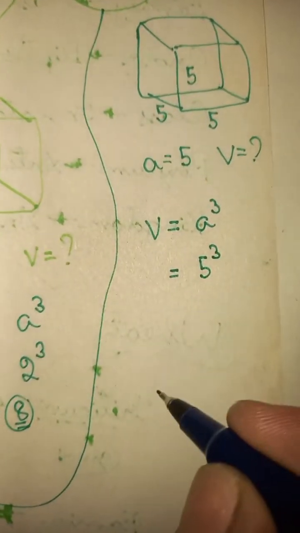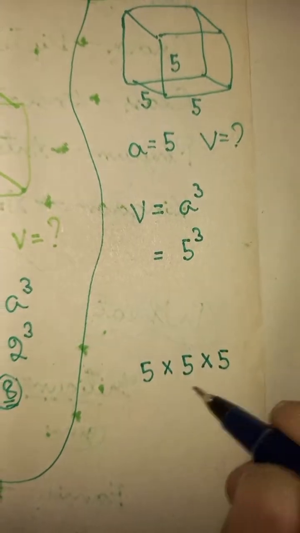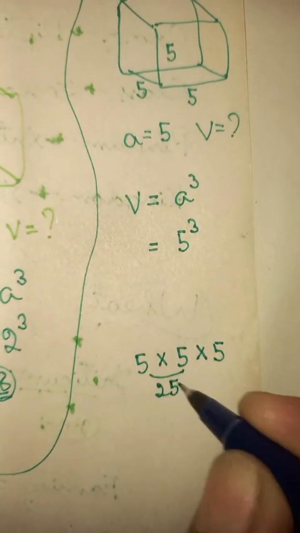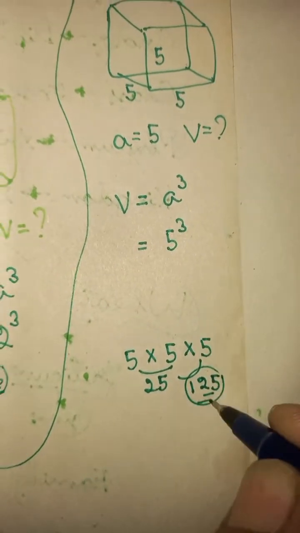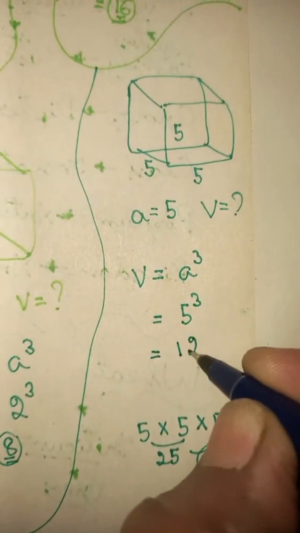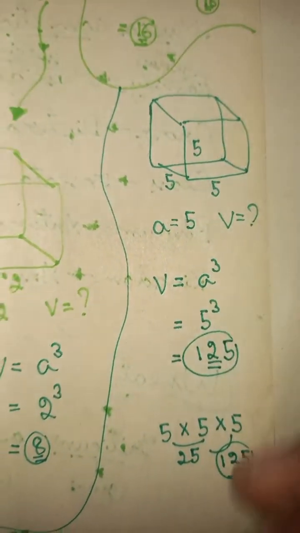5 cubed means it is 5 times 5 times 5. 5 times 5 is 25. 25 times 5 becomes 125. This 5 cubed is nothing but 125 cubic units, the volume of this cube.